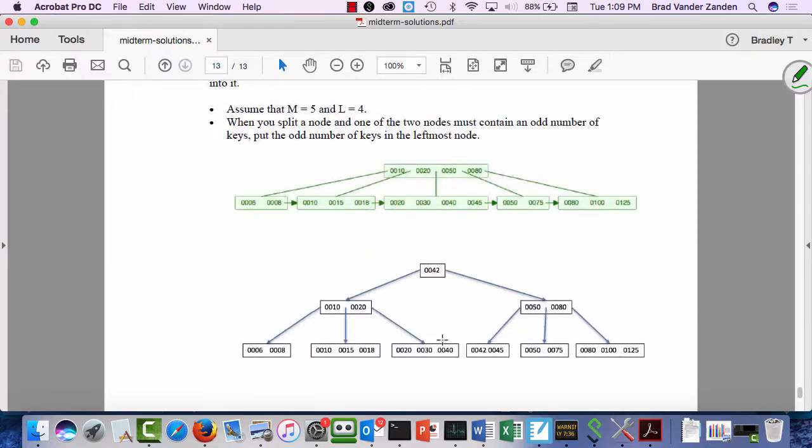And then most of you got the binary search tree. The biggest issue was ignoring what I said in class and what I said on the exam, which was to put the odd number of keys in the leftmost node. Okay, so many of you stuck, not many of you, but some of you stuck 40 into the right leaf. Okay, but that's not correct. Okay, based on what I told you, so you got a couple point deduction for that.